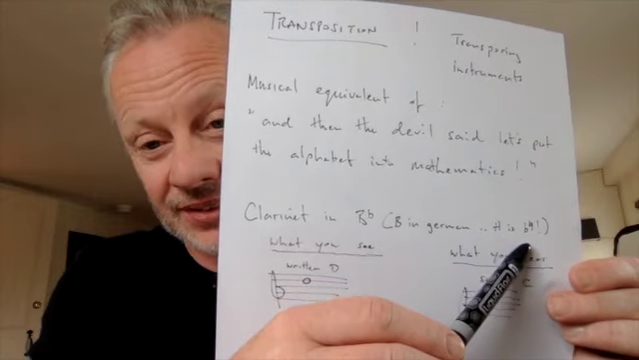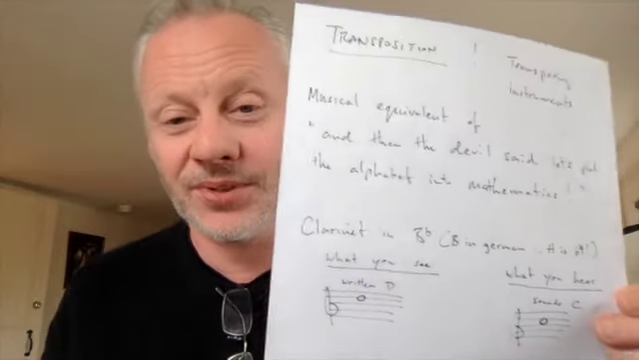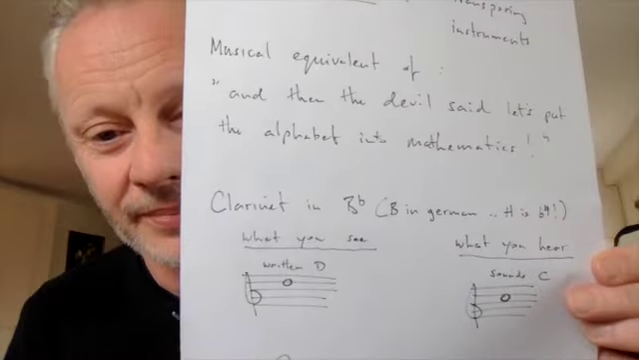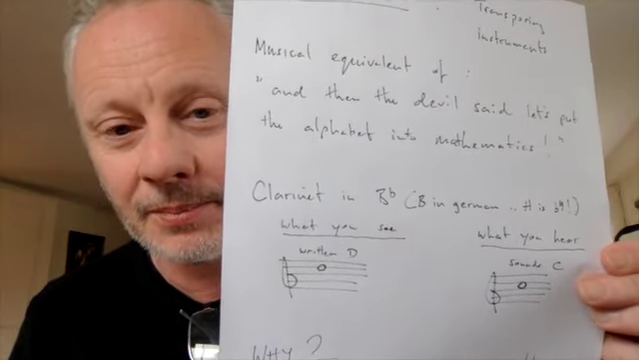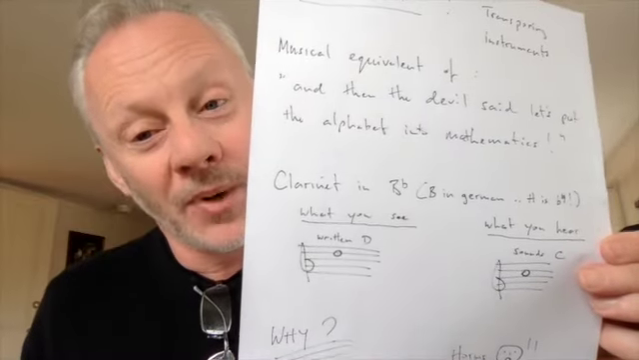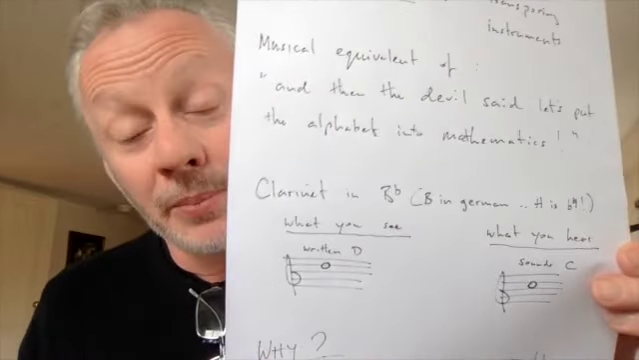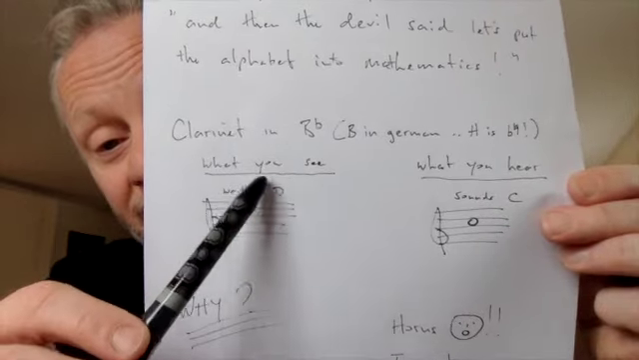H is actually B natural. So just so you know that, now you can baffle all your friends by writing H's instead of B's, and B's instead of B flats. So that's a clarinet in B flat. So here's what you see.